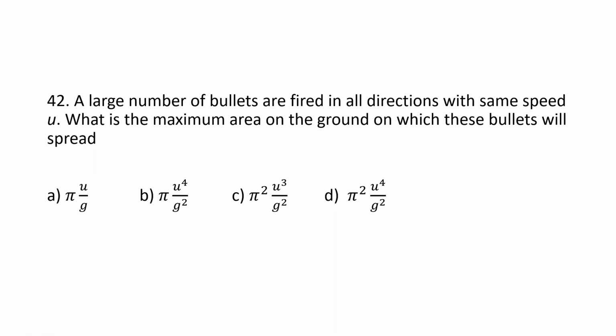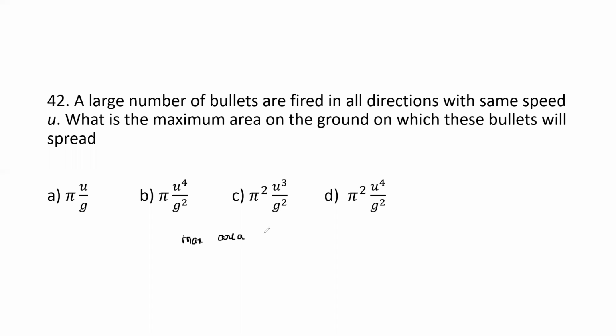See here what they have given. The bullets are fired with the same speed. When they are fired with the same speed, what is the maximum area on the ground on which these bullets will spread? So how can we do this? The maximum area will be equal to the area of the circle with radius equal to the maximum range of the projectile.